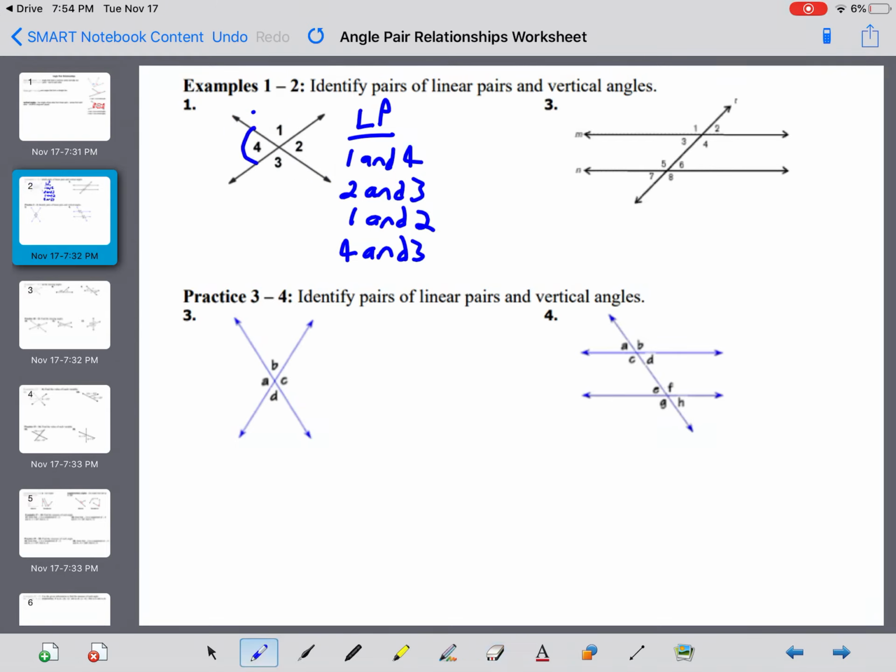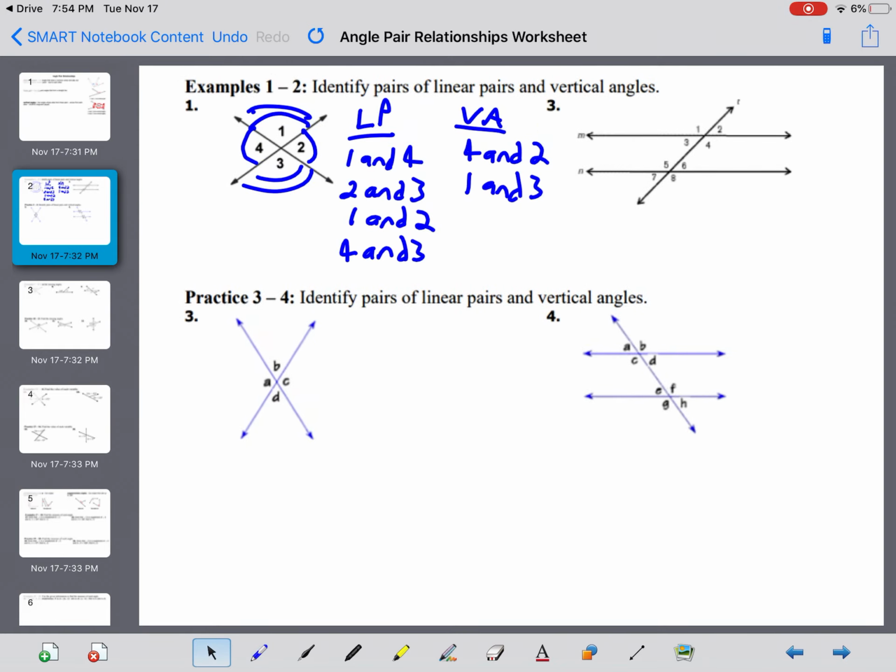Vertical angles, though, we have angle 4 and angle 2, so I'm going to put VA. And we have 1 and 3. Sorry about that, guys. In here we have plenty of linear pairs and vertical angles. If we look at our two parallel lines right here, we have 1 and 2, 3 and 4, 5 and 6, 7 and 8 are all linear pairs.